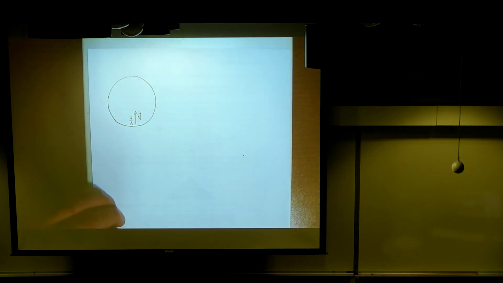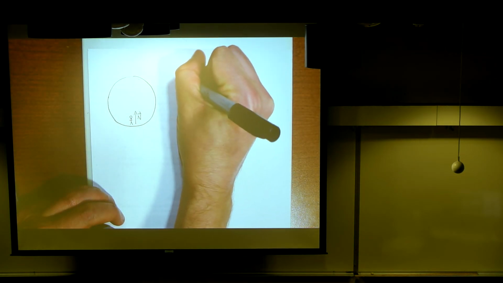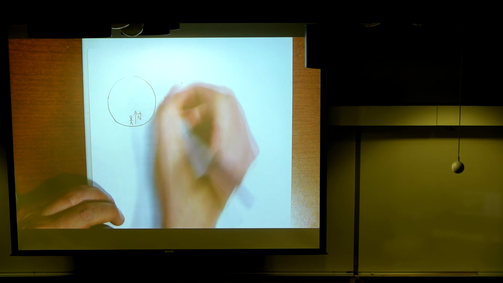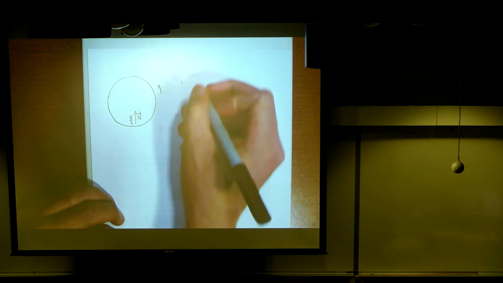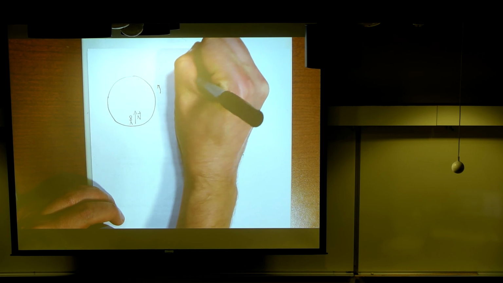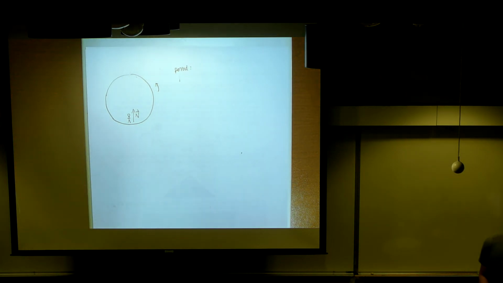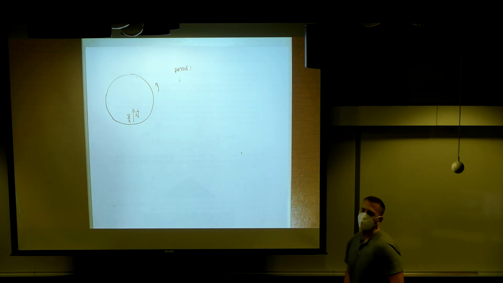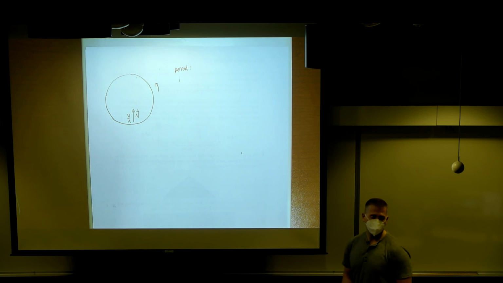Now, let's do a little bit of work to figure out how fast you're moving in this circular path, okay? So what we're going to calculate right here is the period. Does anyone remember what the period of rotation means? 1 over frequency. Sure, that's a way to calculate it, but what does it mean? What's the definition of period?